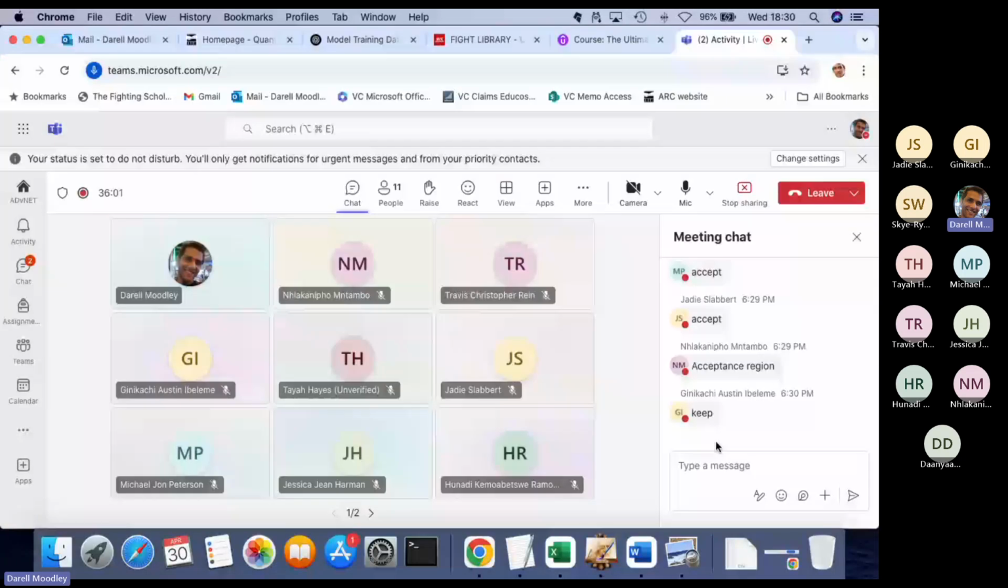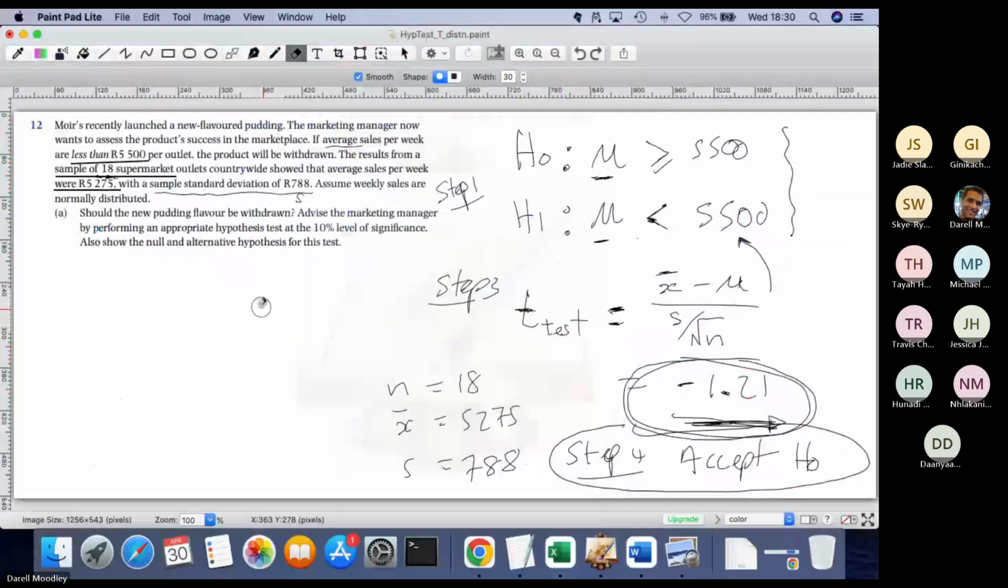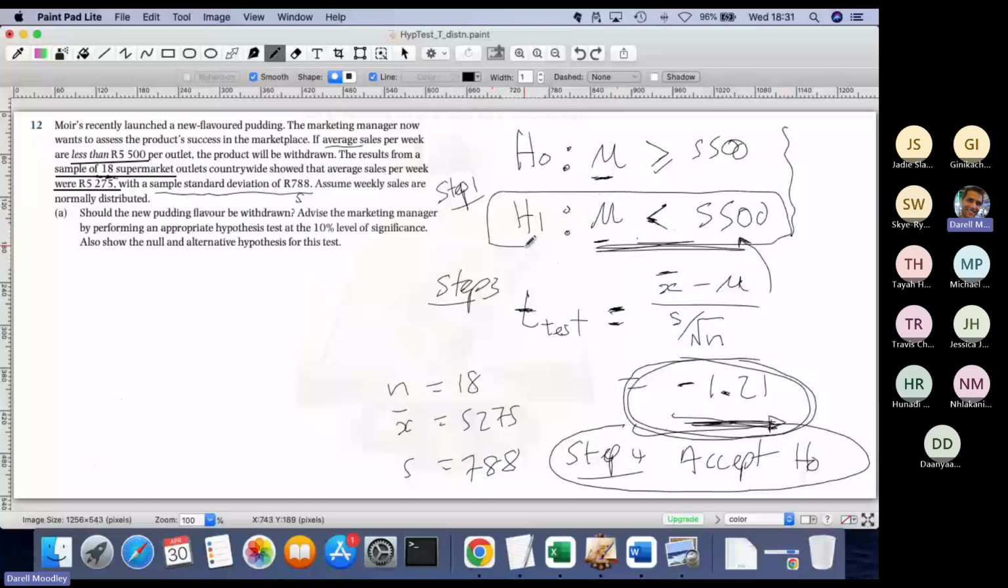Yes, very good. Remember, the text says if the average sales is less than 5,500, so that means if H1 was true, then you would withdraw the product. However, from step 4, you can see that you're accepting H0. So you're accepting this and ruling this one out. It means the data shows that the sales is at least 5,500 or more. So H1 is not true, which means you would keep the product. Make sure you understand that.